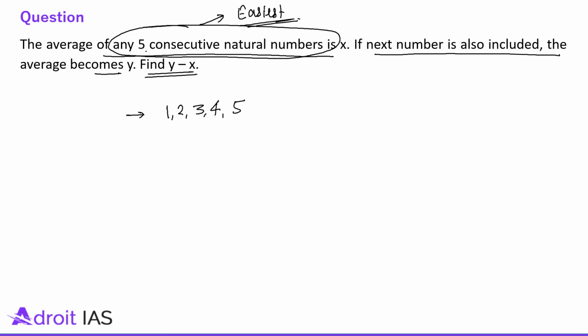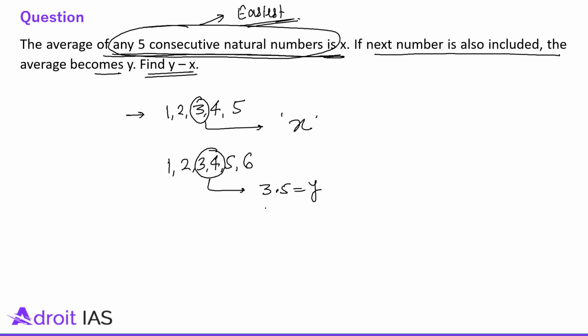So they are saying the average of any 5 consecutive natural numbers is x. So what is the average? The average is x, so 3 is x. Fine. If the next number is also included, the average becomes y. Just include the next number: 1, 2, 3, 4, 5, and the next number will be 6, right? Now what is the average? The average will be the average of these two terms, so the average will be 3.5. So 3.5 is equal to y, right?